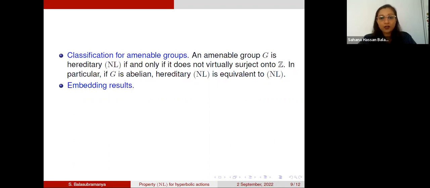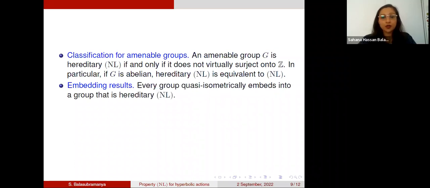And you might wonder, okay, we've defined this property and we have some examples that exist in the literature, but how big is this class of groups really? What we're able to show is that every group quasi-isometrically embeds into a group that is hereditarily NL. So it's actually a pretty large class of groups, and they can contain as subgroups, pick your favorite group.